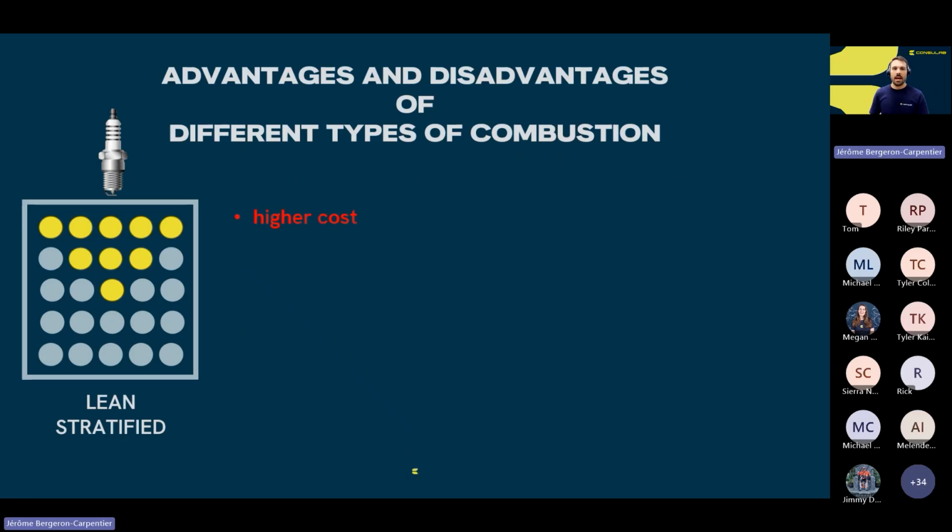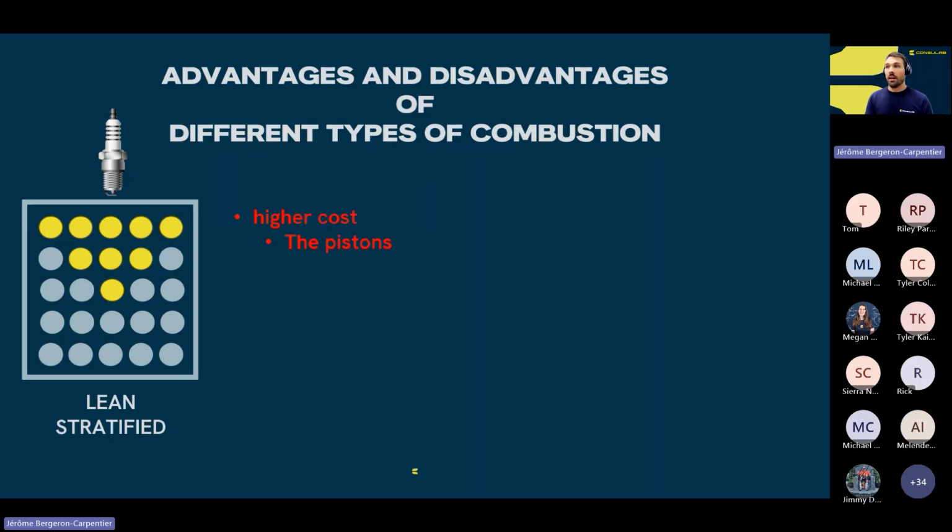So what else is a disadvantage of the stratify mode? Because we know that the biggest advantage of it is really fuel consumption. But what about the disadvantage? So we're talking about higher cost. We do need some direct injections, so special injectors.